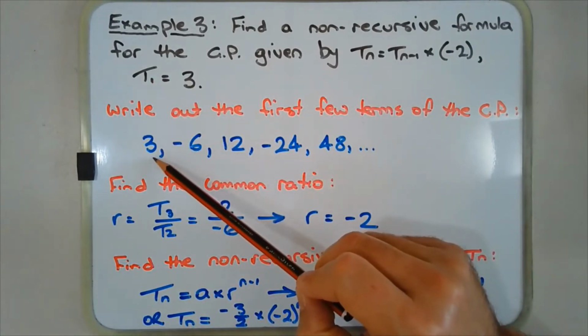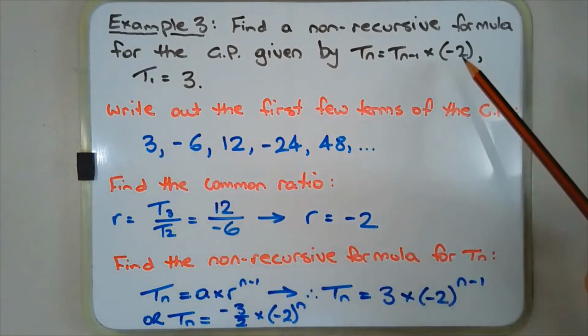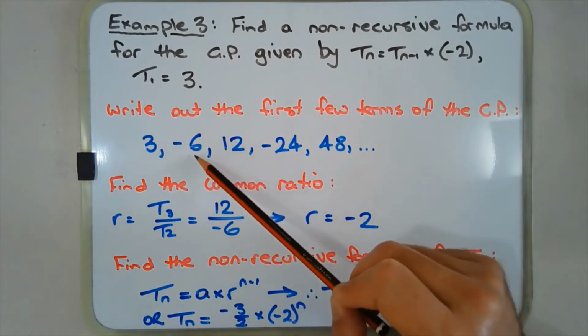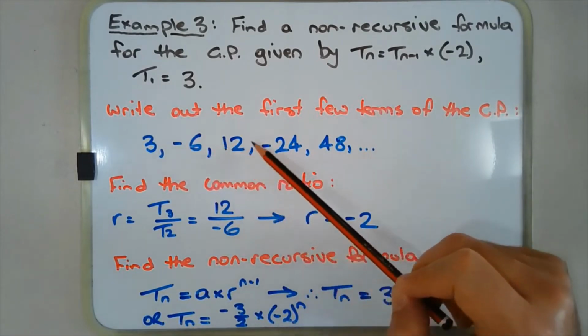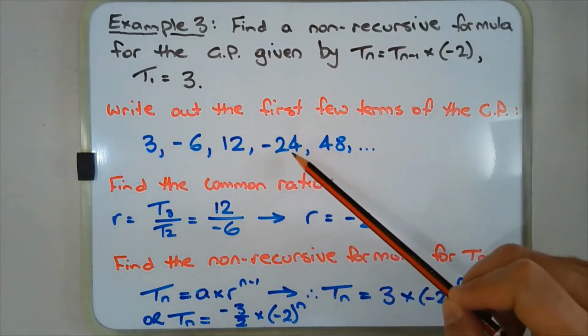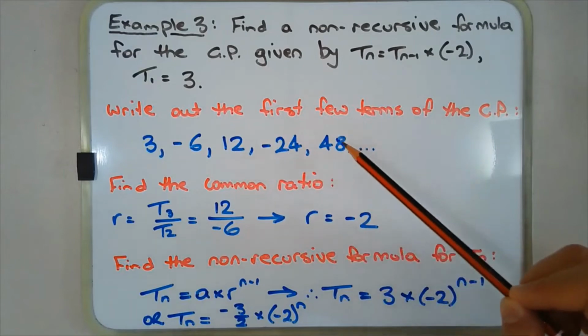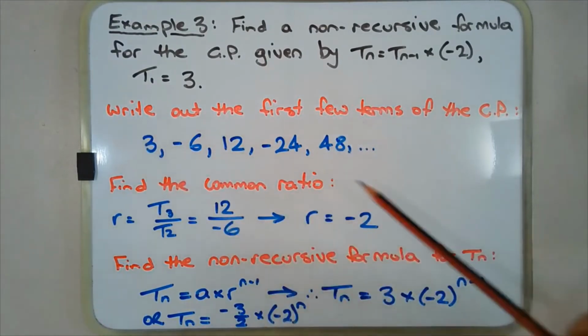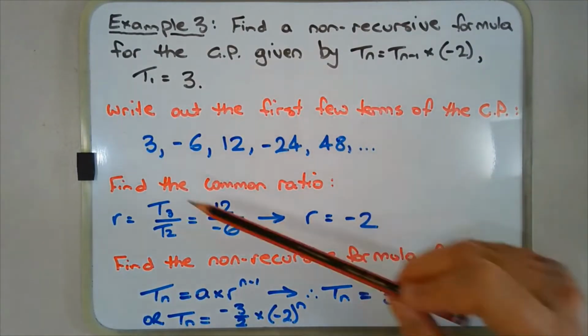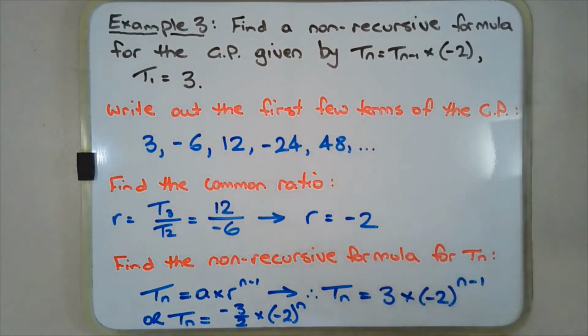So starting off with 3, to get to the next term, we multiply by negative 2, so 3 times negative 2 equals -6. -6 multiplied by -2 is +12. +12 multiplied by -2 is -24. And -24 multiplied by -2 is +48. So notice that you get an alternating pattern here, positive, negative, throughout this GP. And that's a hallmark of any GP that has a negative ratio, in fact.